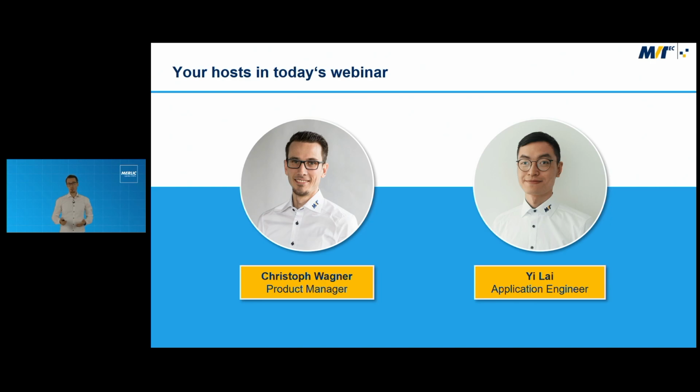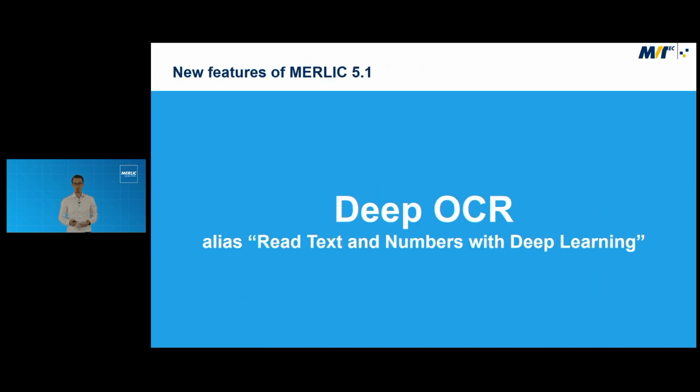But now let's directly dive into the new features. Our first feature I want to present is DeepOCR, alias Read Text and Numbers with Deep Learning, is the name of the tool in the MERLIC tool library. In short words, DeepOCR brings the functionality to you to read any kind of text, more or less.